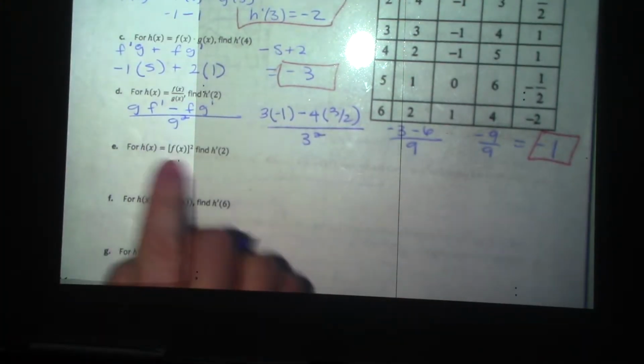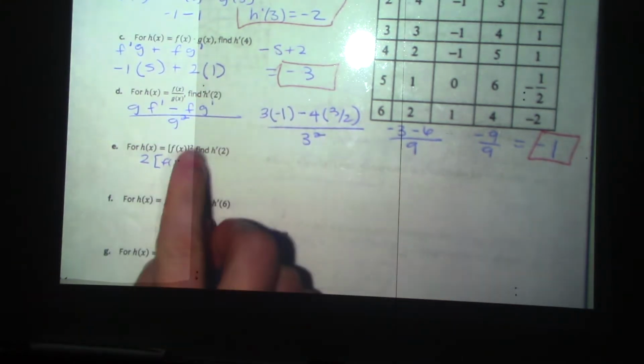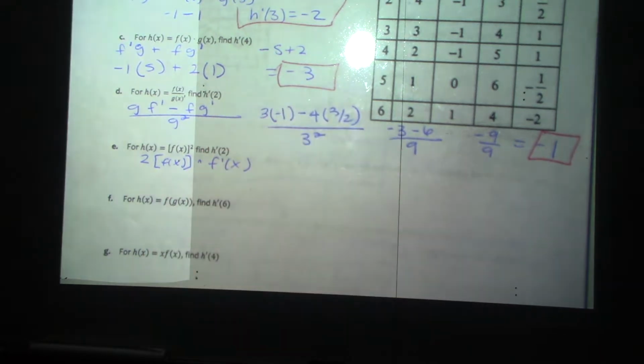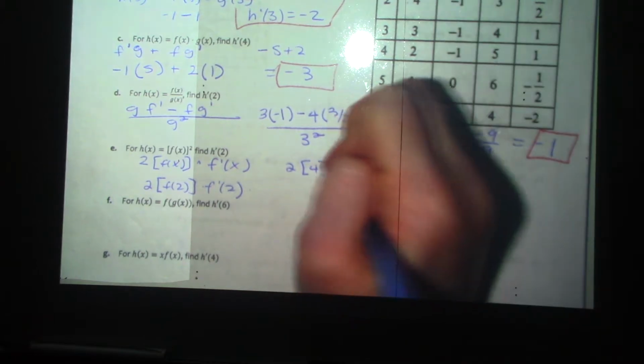So this is chain rule. I've got a function inside this outer function. The squaring is the outer function. So I'm going to take the derivative. It's going to be 2 f of x, now to the first power, times derivative of the inside, which would be f prime of x. And specifically when x is 2, so this is just 2 f of 2 times f prime of 2. So then now we just plug in f of 2 is 4. F prime of 2 is negative 1, so this is just negative 8.